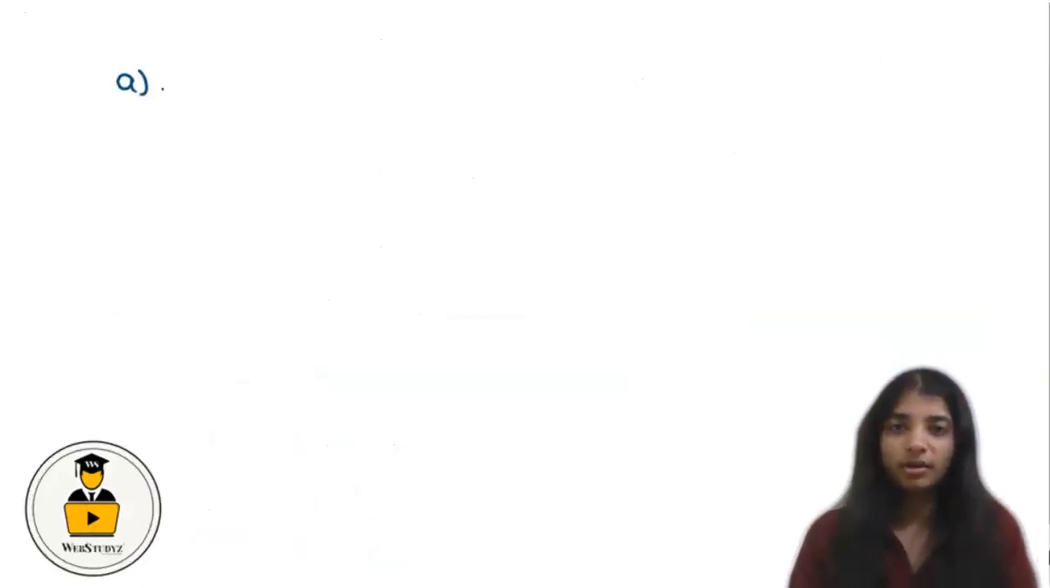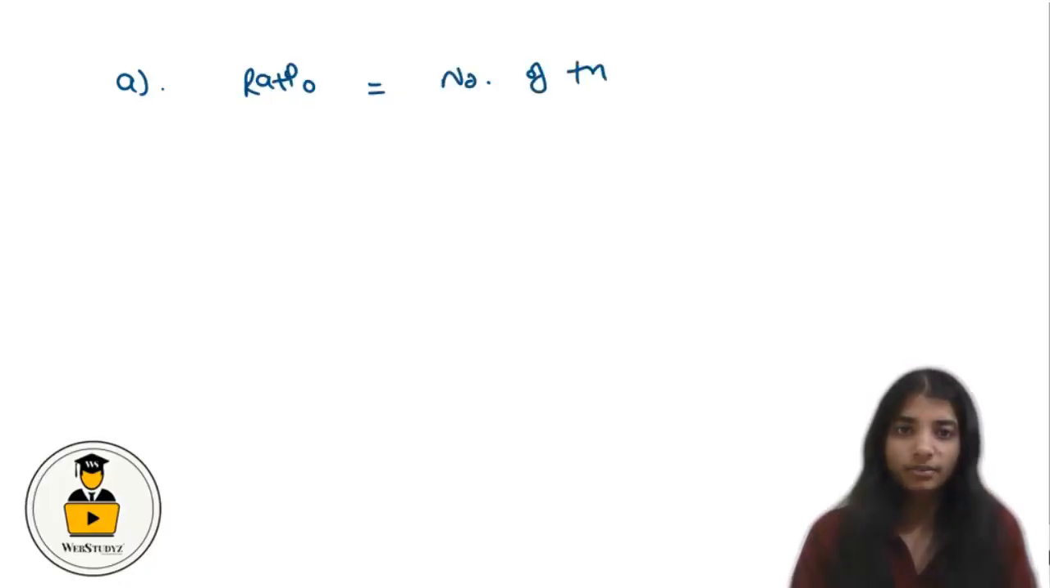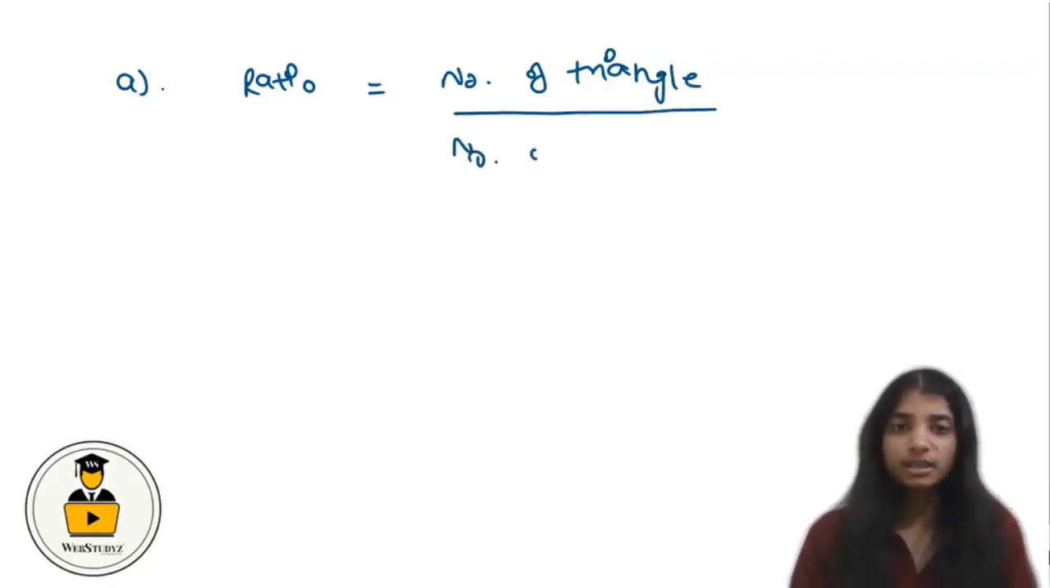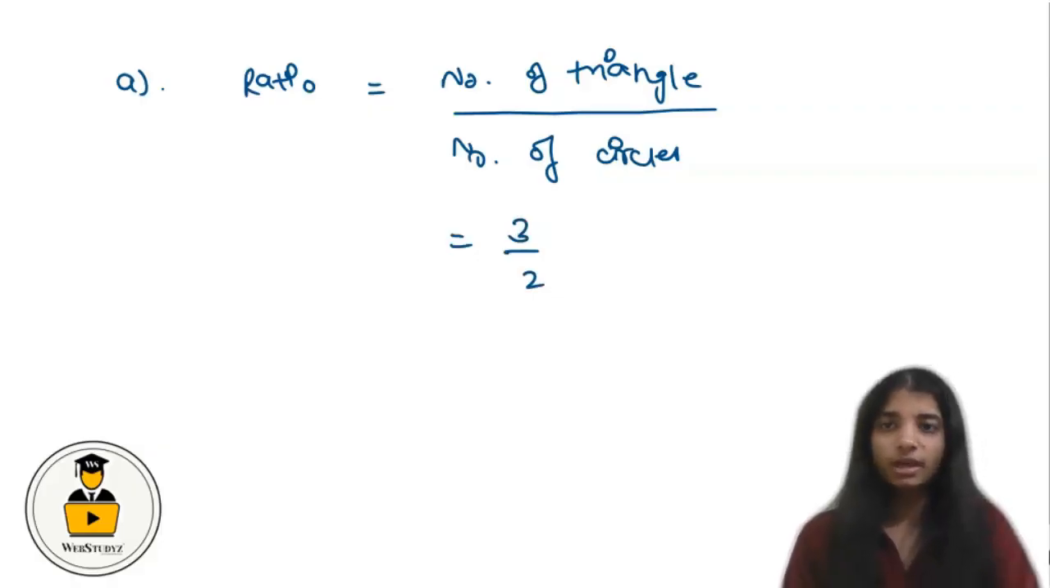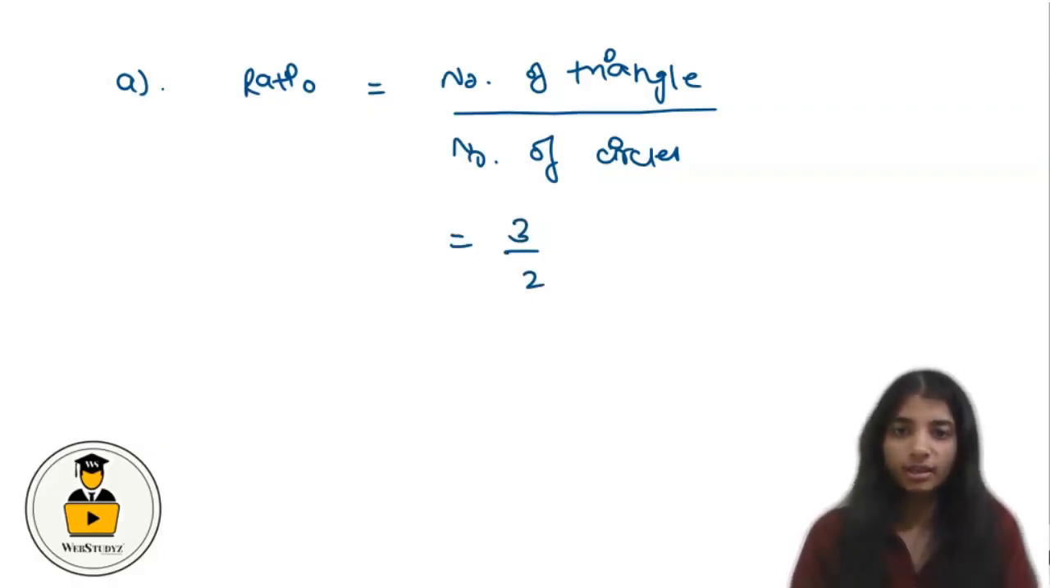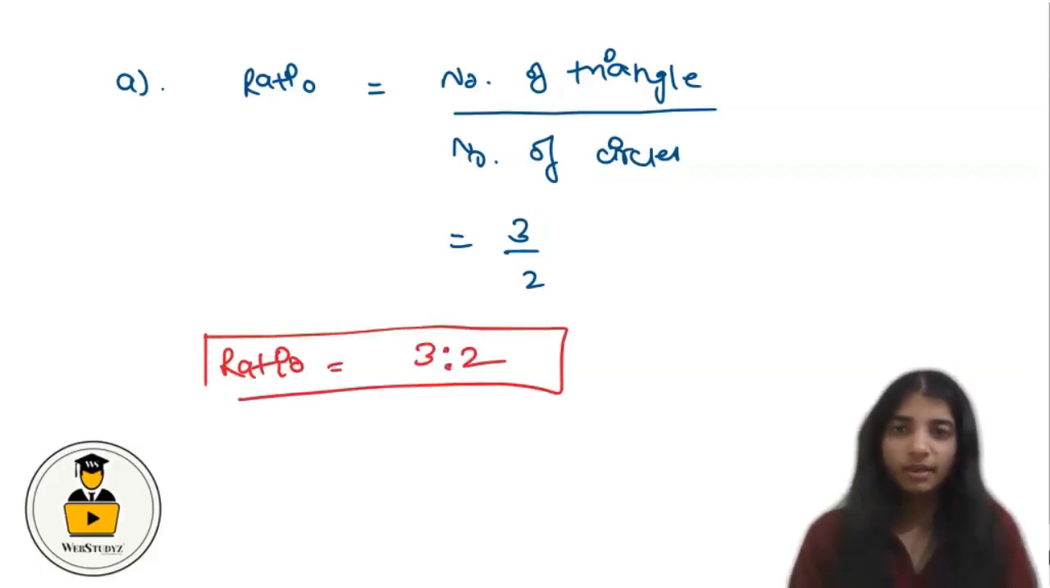So we are considering part A. The ratio is equal to the number of triangles to the number of circles. So we are going to take triangles in the numerator and circles in the denominator. We have the number of triangles as 3 and the number of circles as 2. So the ratio of the number of triangles to the number of circles is equal to 3:2. This is the answer to part A of this question.